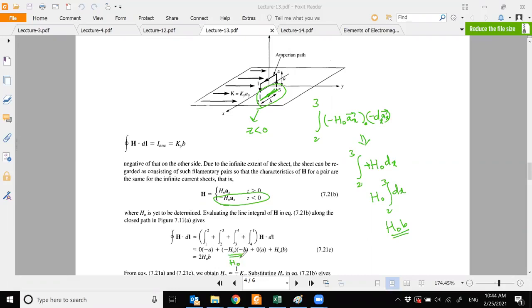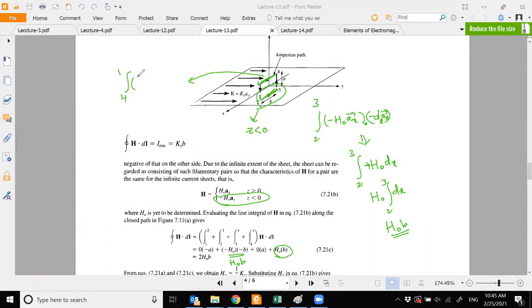H0 times b. Similarly, you can do it for 4 to 1. 4 to 1 is in this direction, right? So for 4 to 1, how will you get it? Integral 4 to 1: I am now above z equal to 0. So it is z greater than 0.